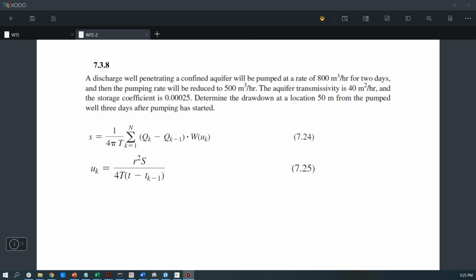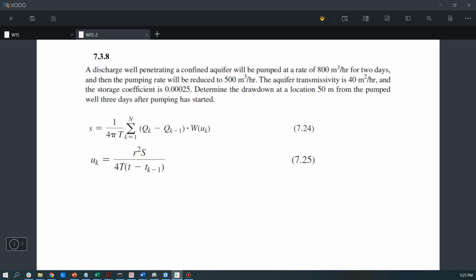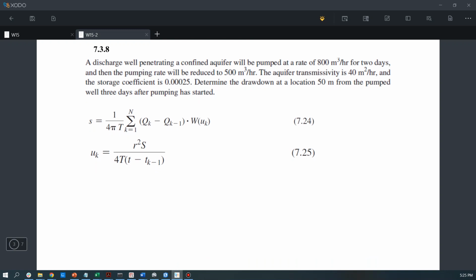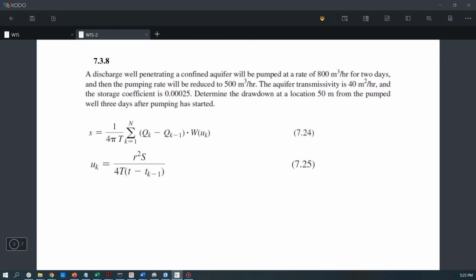Okay, in problem 3.8, we will view the drawdown problem with different variations. In this problem, the flow rates of the well are changed. A discharge well penetrating a confined aquifer will pump at a rate of 800 cubic meters per hour for 2 days, and then the pump rate will reduce to 500 cubic meters per hour.